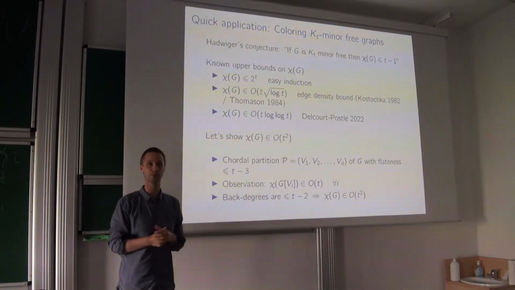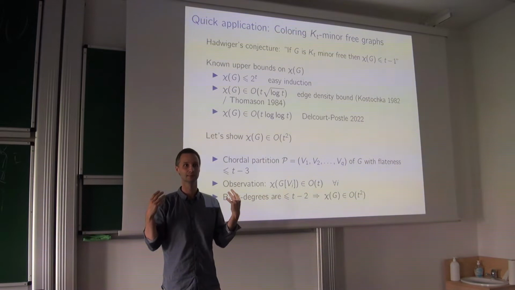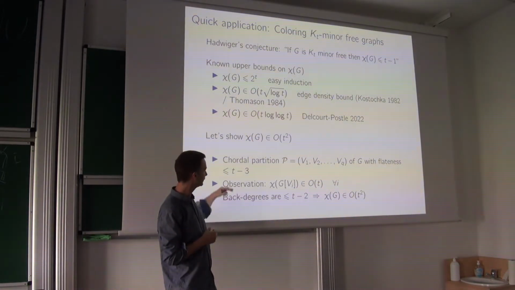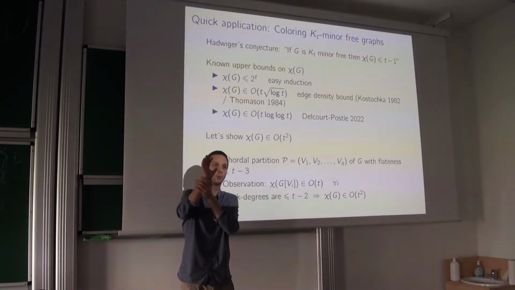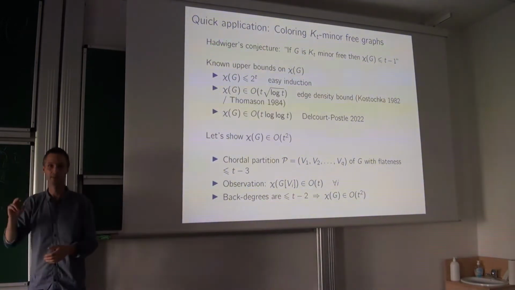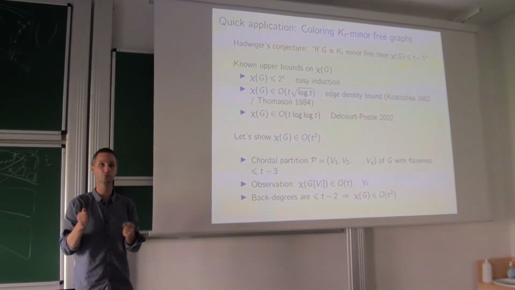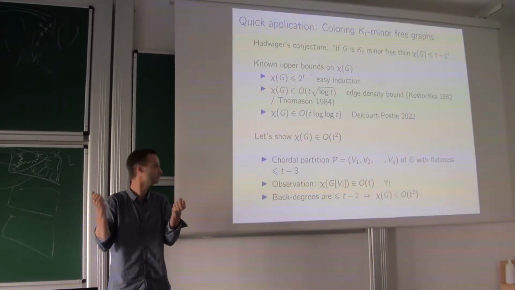Okay, so how do we do it? Take the chordal partition for your KT minus 3 free graph from the previous slide. The first thing that we are going to observe is that if you look at one set VI here, for instance, then the graph induced by your VI, you can color it with big O of T colors, at most 2T colors, let's say.